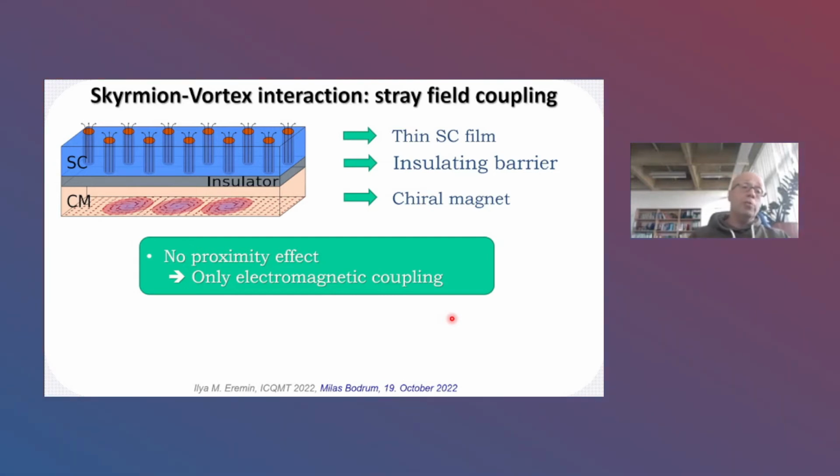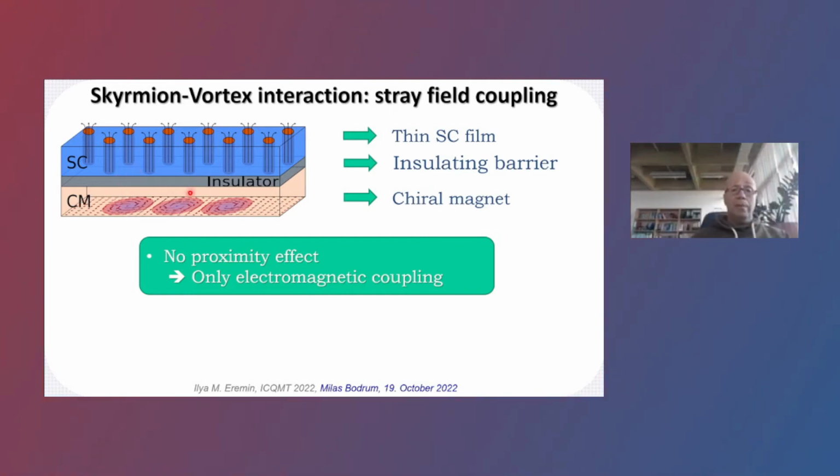So let's assume that there is no proximity in a certain sense. Let's assume that there is no direct interaction between your chiral magnet and the superconductor. So we even assume that you can put an insulator which prevents direct exchange interaction. And this is something that typically you don't even need to create. It's created automatically when you create such a structure.